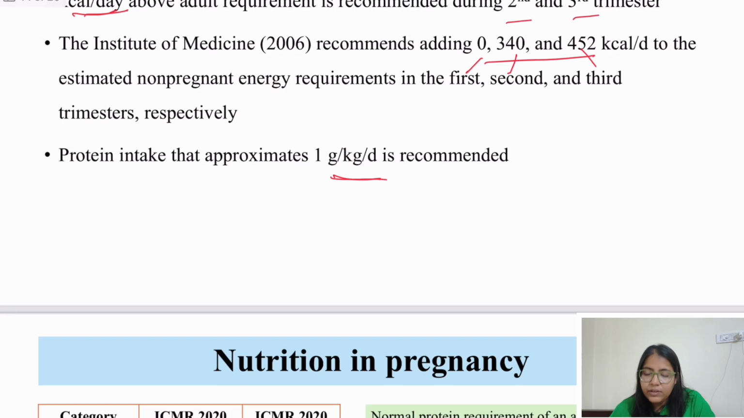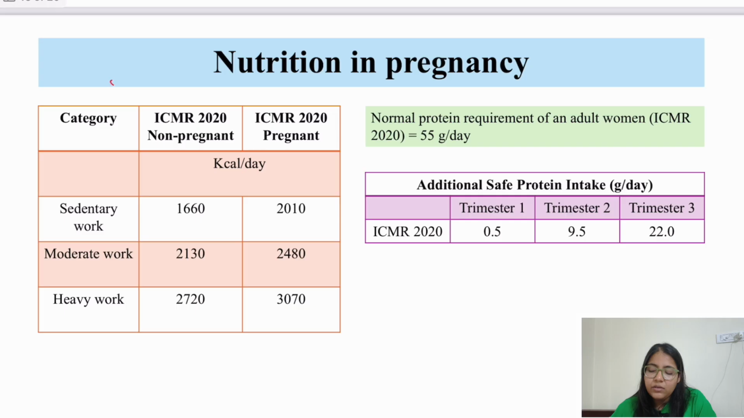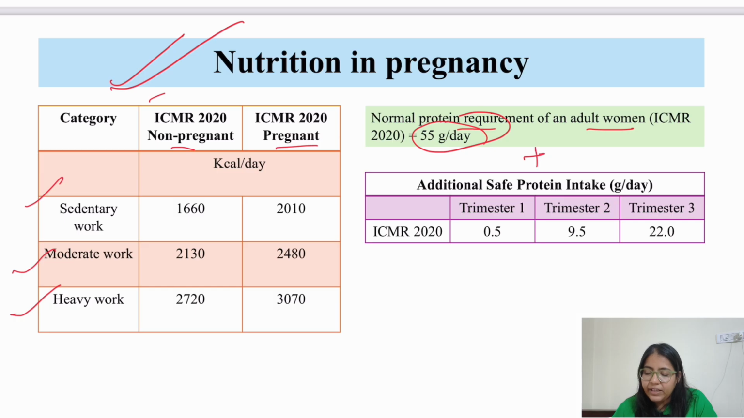And protein intake of 1 gram per kg per day is recommended. So here I have given the breakdown. You can see ICMR 2020, for non-pregnant and pregnant patients, this is how the calorie requirement is given as per the level of activity. And protein requirement for an adult woman is 55 gram per day plus these additional amounts, like in first trimester 0.5 gram per day more is needed, then in second trimester this much, third trimester this much. So it's fine if you remember 1 gram per kg per day.